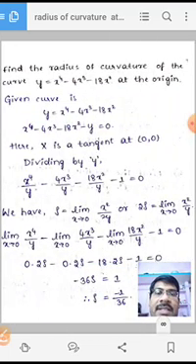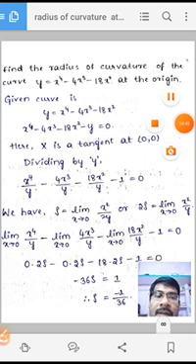Find the radius of curvature of the curve y is equal to x to the power of 4 minus 4x cube minus 18x square at the origin. Here x is the tangent at the origin 0, 0. Dividing by y, we are getting x to the power of 4 by y minus 4x cube by y minus 18x square by y minus 1 equal to 0.